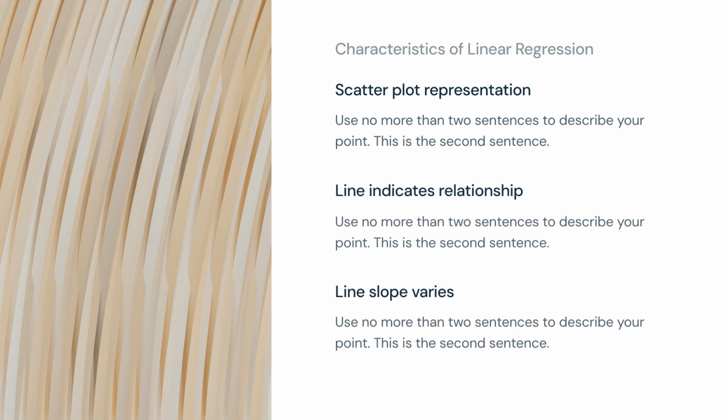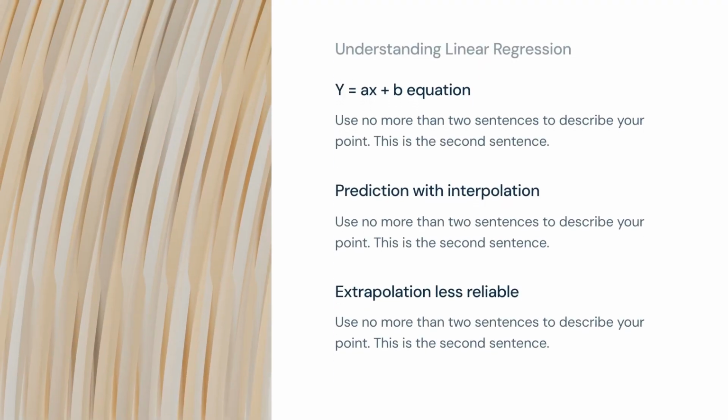Focusing on the characteristics of linear regression, imagine a scatter plot showing a nearly straight line. This line, whether sloping up or down, represents the relationship between x and y. In linear regression, the equation y = ax + b, where a is the slope, is crucial. It helps predict y values, both within the range we see, interpolation, and beyond it, extrapolation, though the latter can be less reliable.